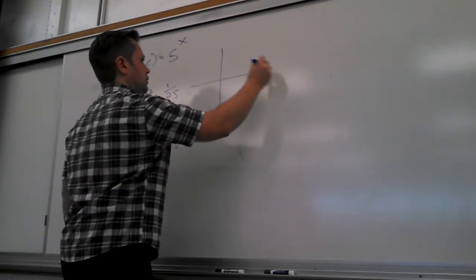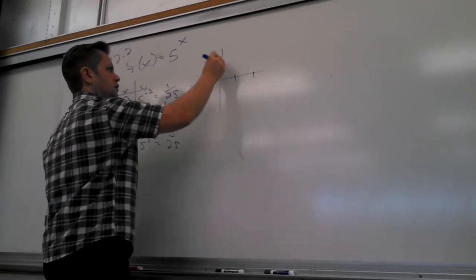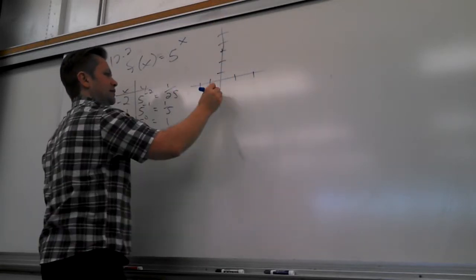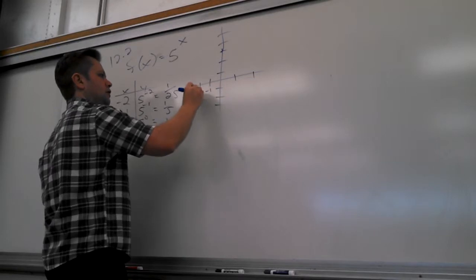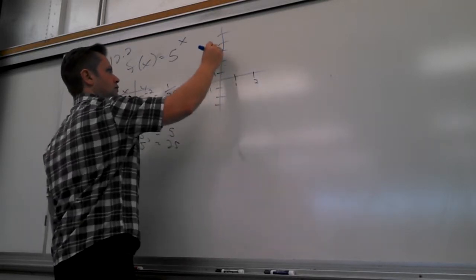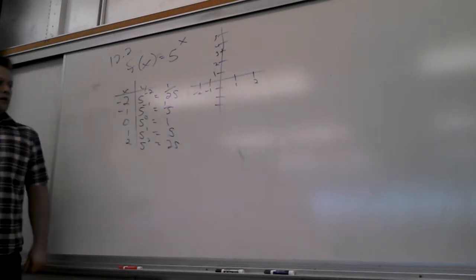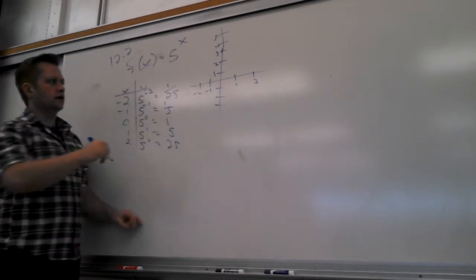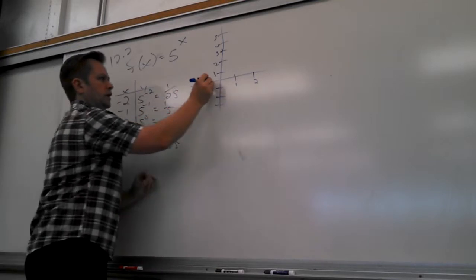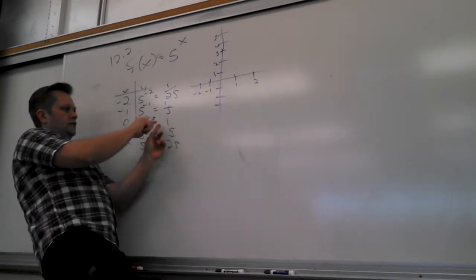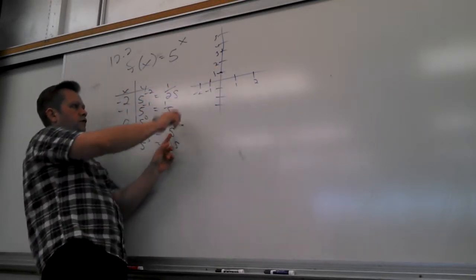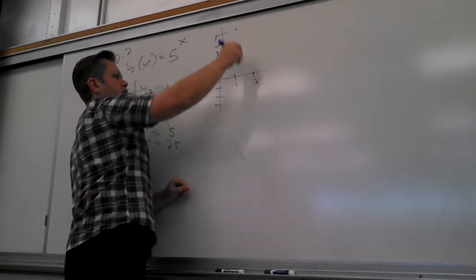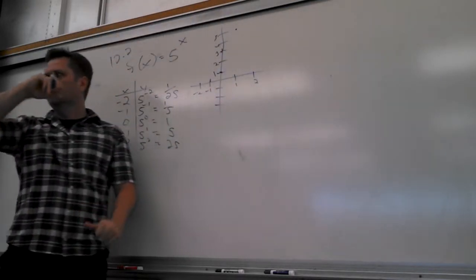Right? I'm doing this a little quickly because we did this yesterday in terms of the class. So negative 1, negative 2, 1, 2, 1, 2, 3, 4, 5 is good. So negative 2 is 1/25. It's like really close to the x-axis. 1/5 is pretty damn close too. 5 to the 0 is 1. 5 to the first is 5. And then 5 squared is 25, way up there.